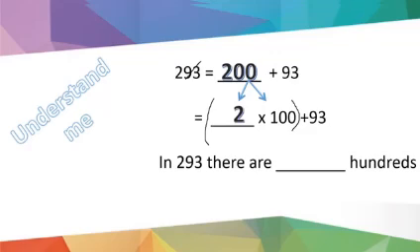In 293, there are how many hundreds? Pay attention. How many hundreds? 200. How many hundreds? 200. So 2 hundreds.